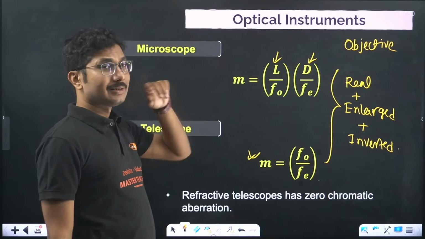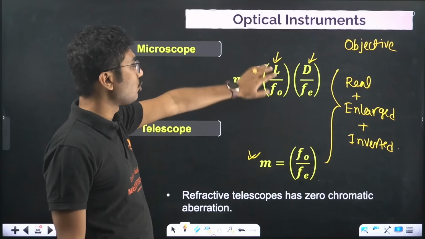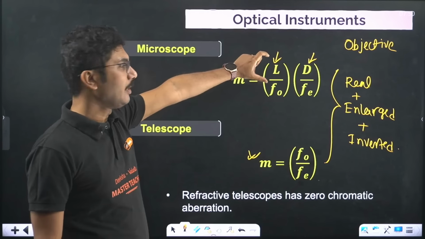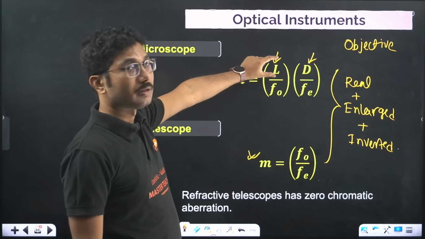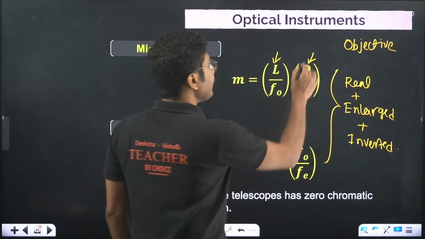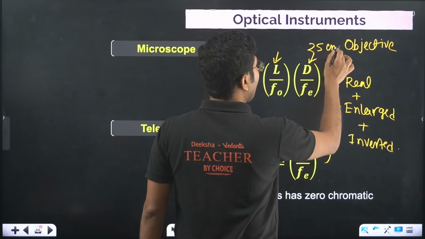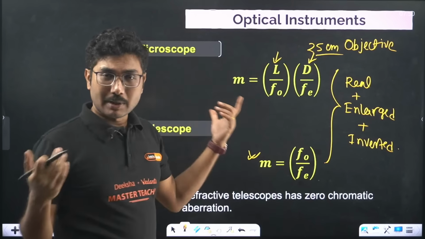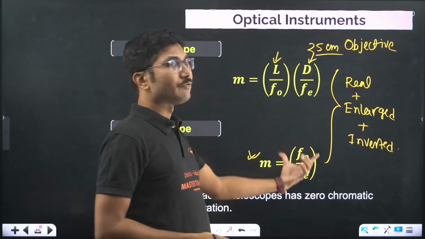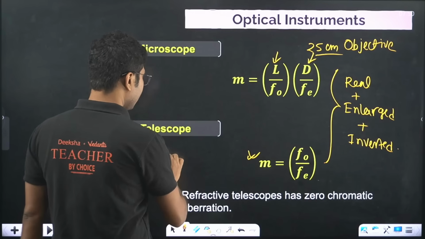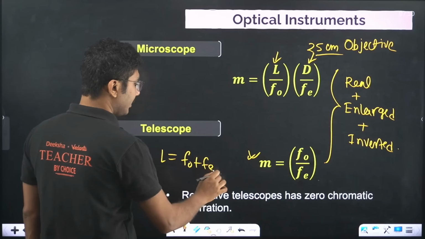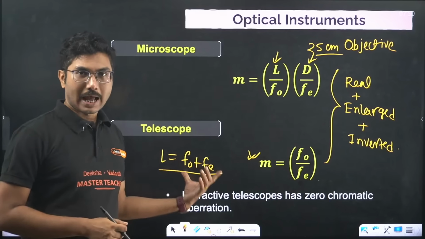Now optical instruments. Magnification in a microscope is (L/FO) × (D/FE), where L is the length of the microscope and D is the minimum distance of distinct vision, which is 25 centimeters. The length of the microscope will be given to you. In case of a telescope, magnification is FO/FE. Also, one more important thing for a telescope: the length of the telescope must be FO plus FE.